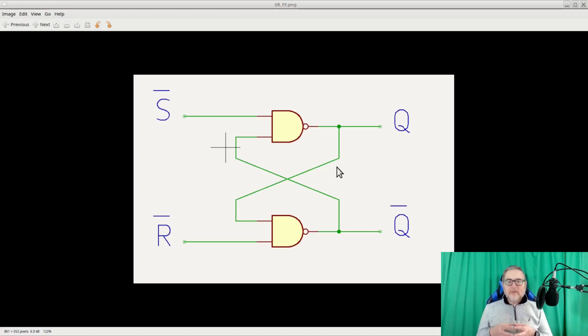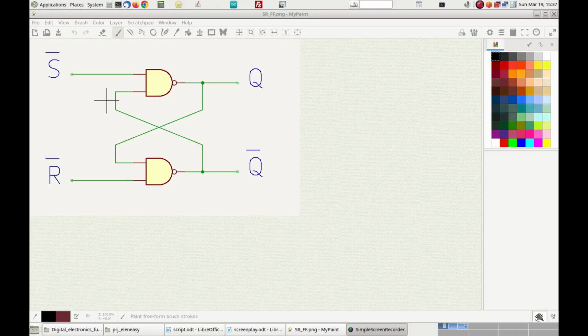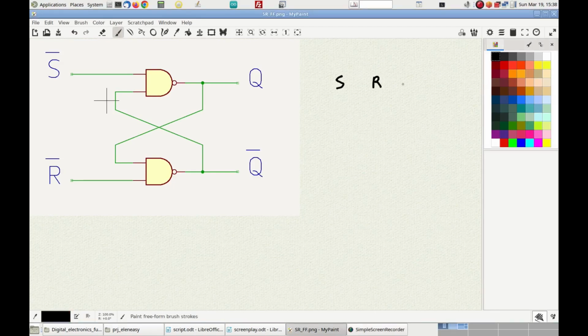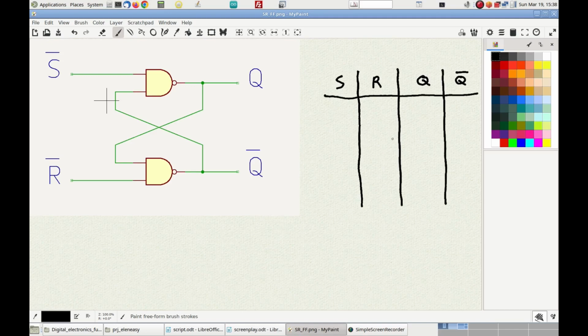The wire between the output Q and the second input of the port at the bottom is the first feedback, and the wire between the inverted output and the second input of the port at the top is the second feedback. Let's figure out how this device works, and to do that, let's use a truth table. The inputs will be of course S and R, and we will have two outputs, Q and its inverse. The possible inputs will be 00, 10, 01 and 11.